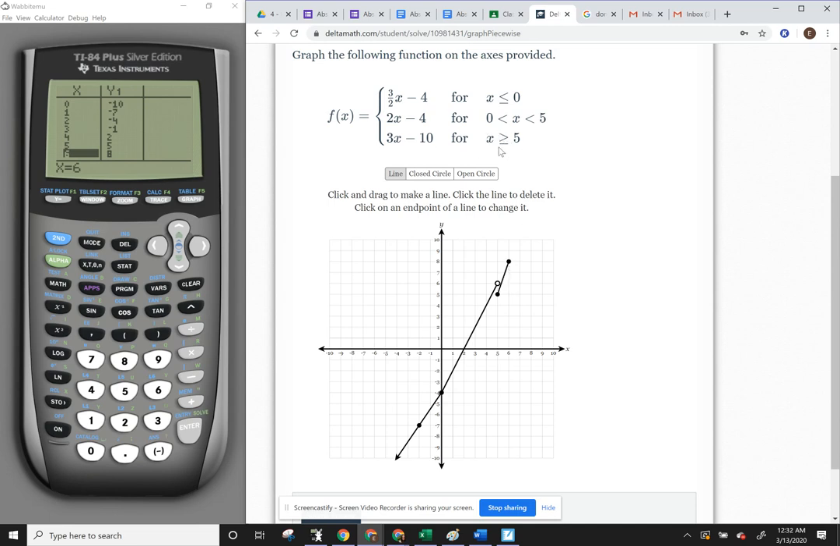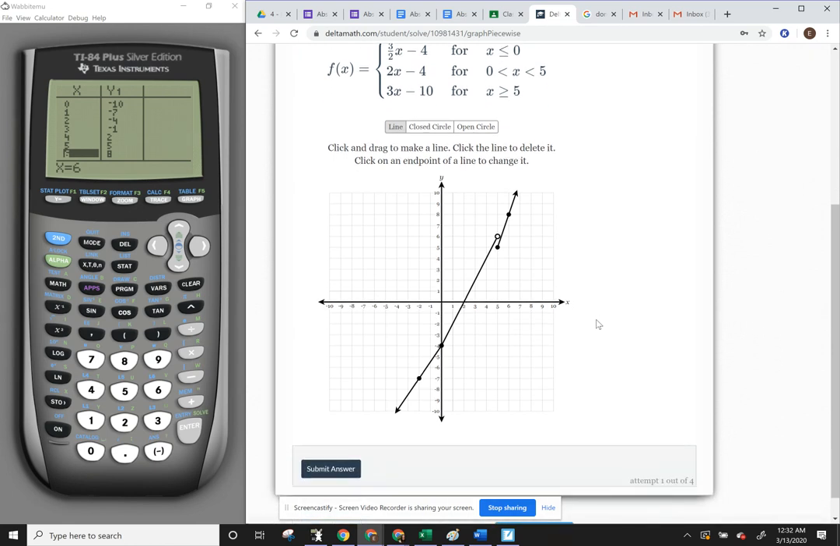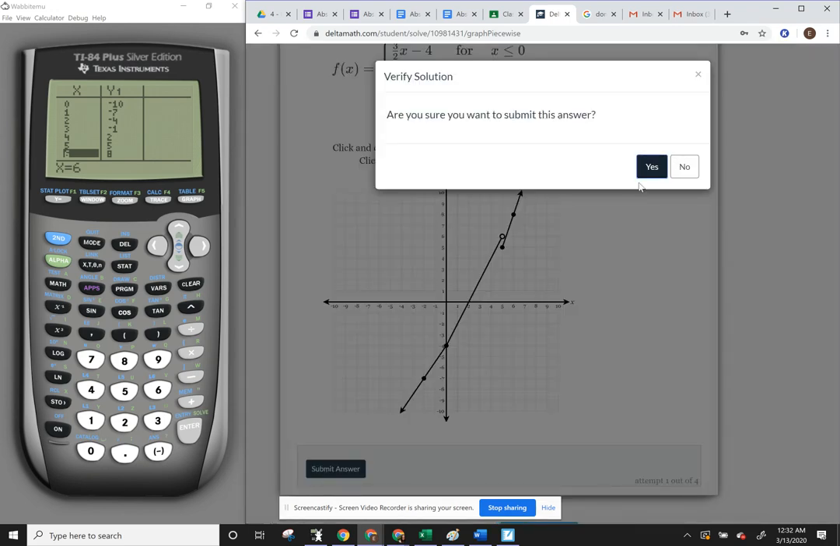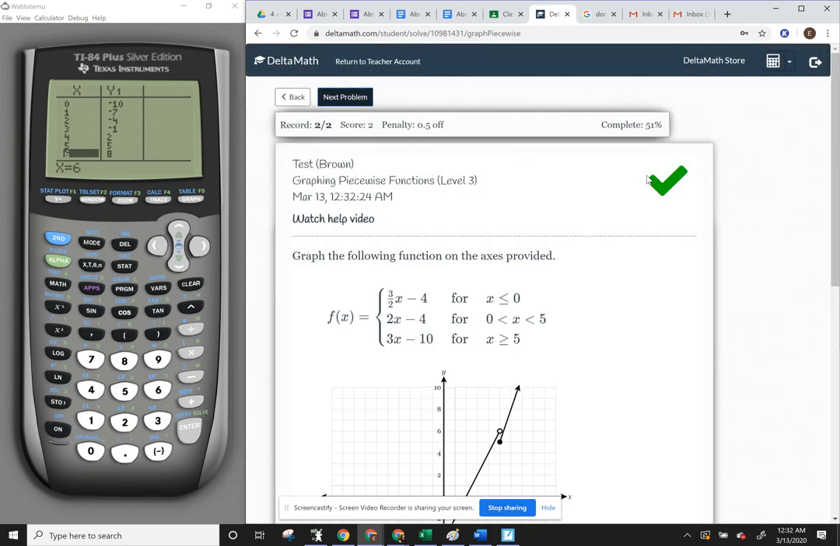There is no endpoint for this one, which means it's going to go off to infinity. I'm going to click twice. It's going to infinity. And this one is equal to, so it is going to be a closed circle. And this should be the 3 pieces of this piecewise function. Press submit answer. And there we go.